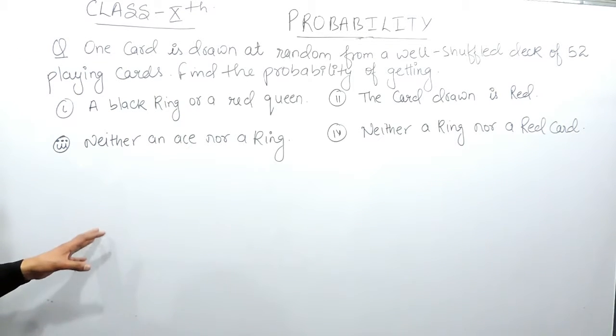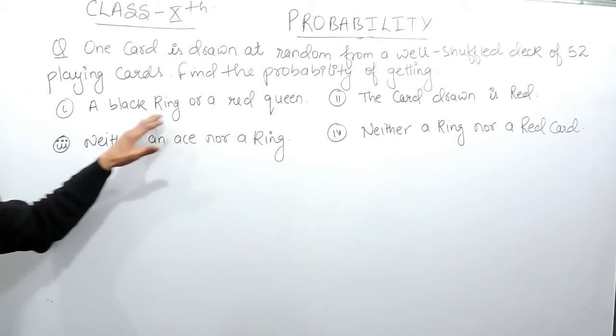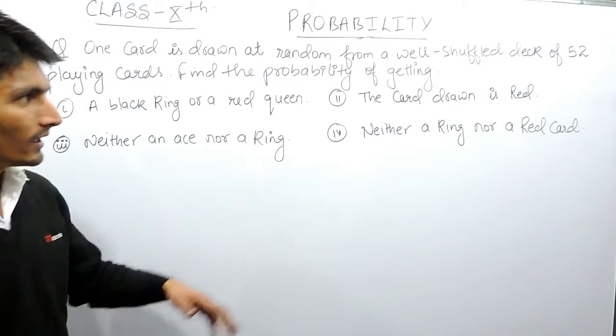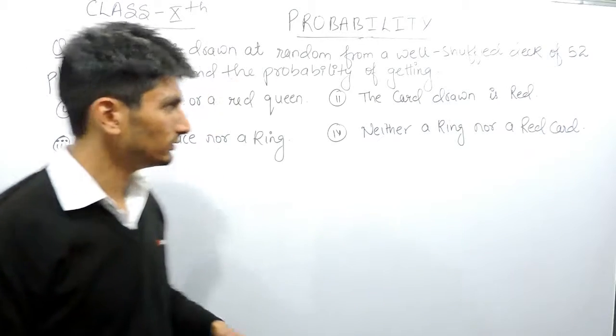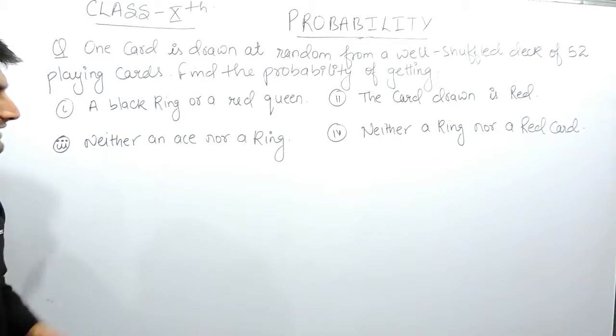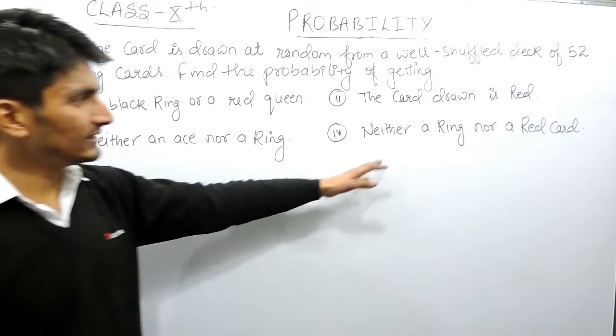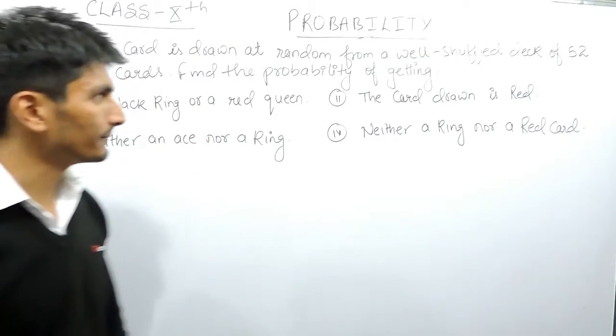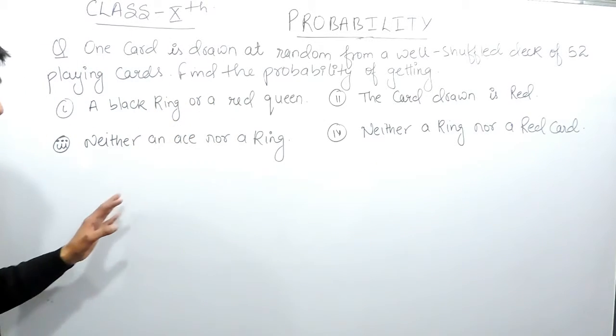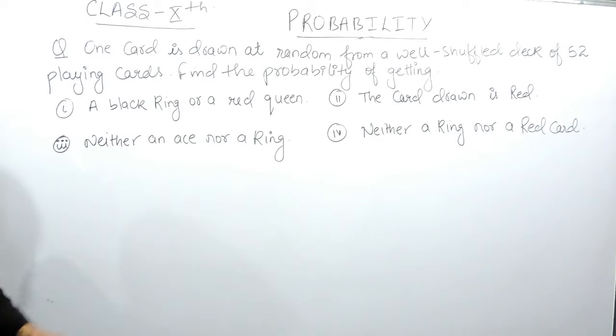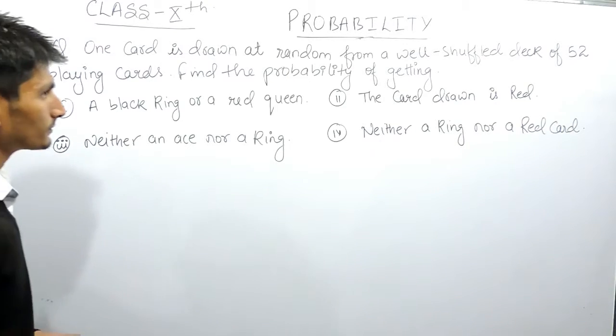The question says one card is drawn at random from a well shuffled deck of 52 playing cards. Find the probability of getting a black king or a red queen; a card drawn is red; neither an ace nor a king; and neither a king nor a red card. The first two questions are positive and the rest two are negative. So let us solve the first question.